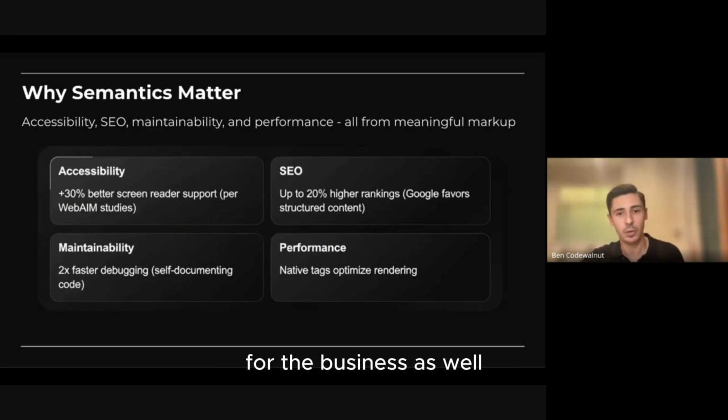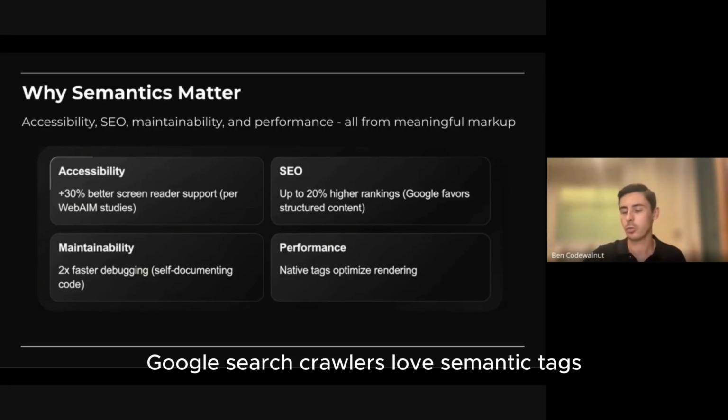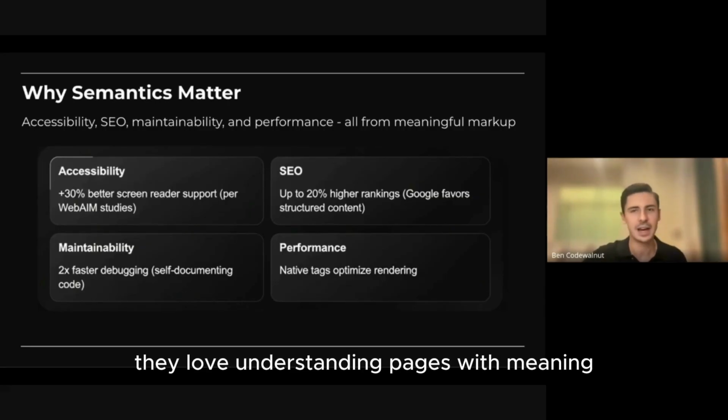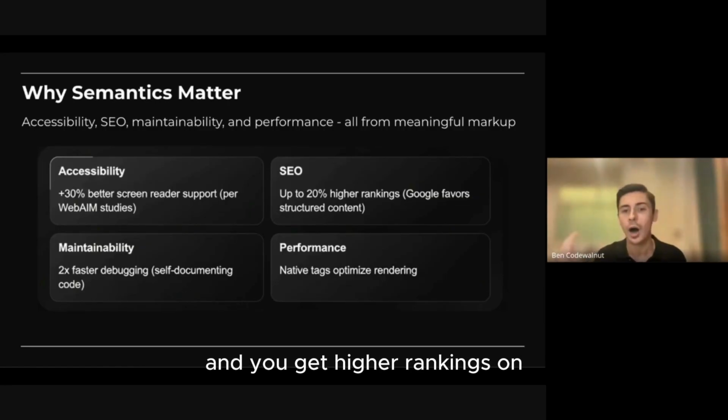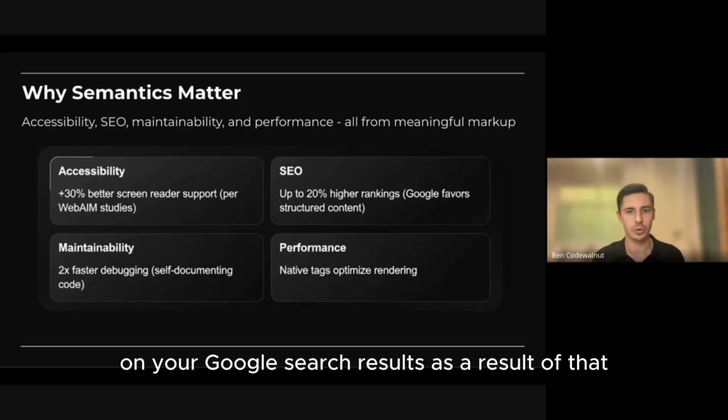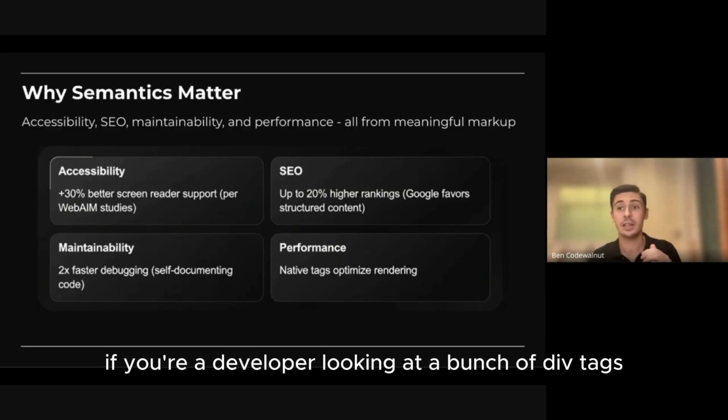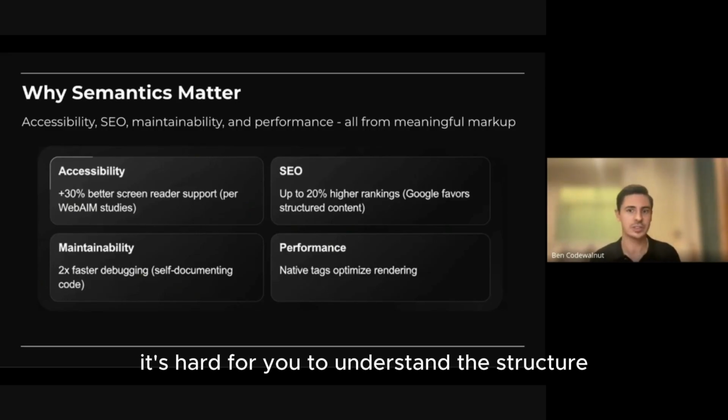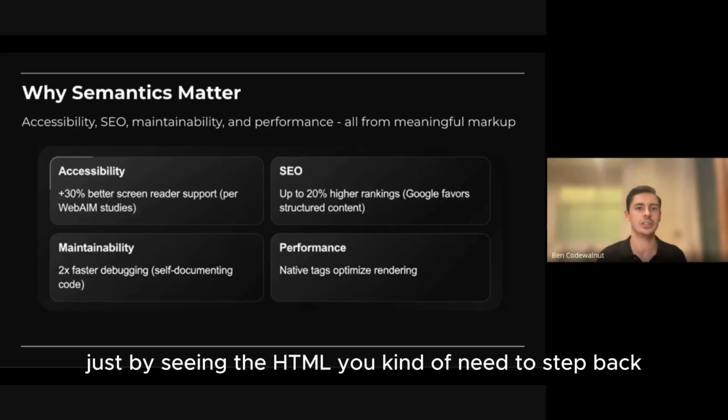For the business as well, Google's search crawlers love semantic tags. They love understanding pages with meaning, and you get higher rankings on your Google search results as a result of that. And as I said, if you're a developer looking at a bunch of div tags, it's hard for you to understand the structure just by seeing the HTML.